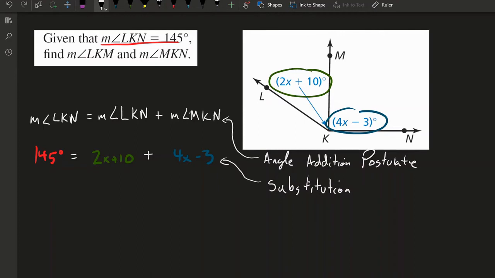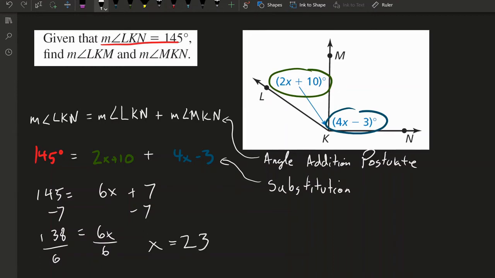Now, once I have that, I can go ahead and combine like terms, which would make this 6x plus 7. 145 is equal to 6x plus 7. We'll subtract 7 on both sides and get 138 is equal to 6x. Then we can just divide by 6, and we will get x is equal to 23. Be careful right here because we just solved an equation. That feels good. That's not the answer. But at this point, I can say that all of this stuff that I did, this is because of algebra.